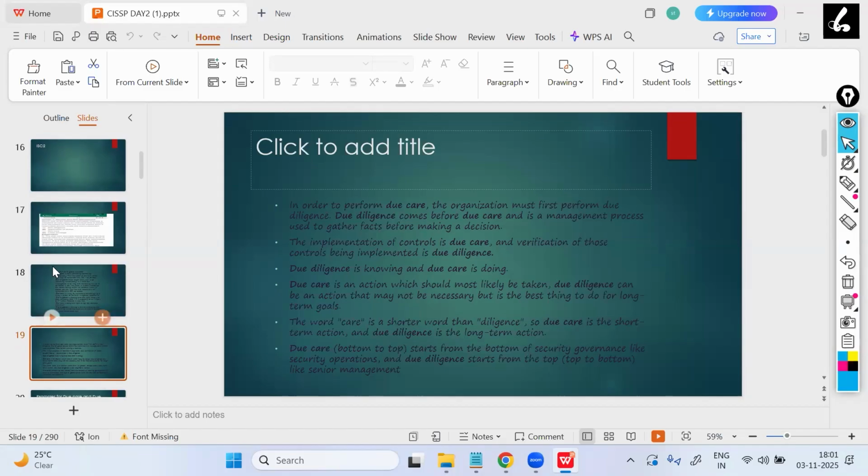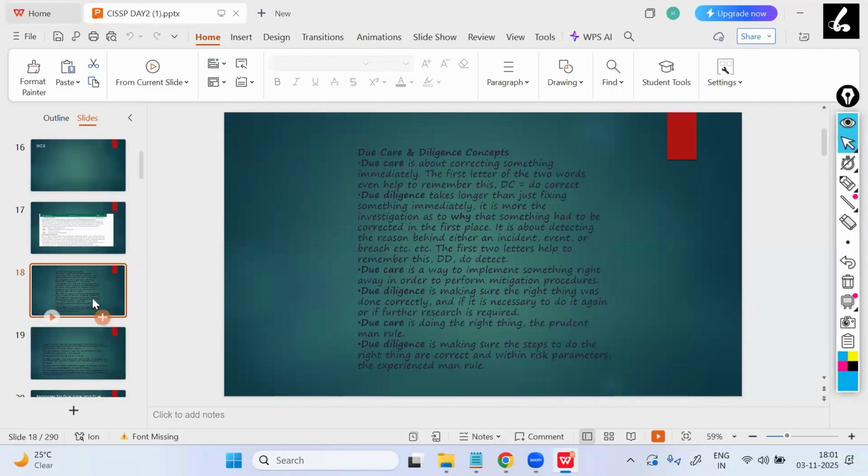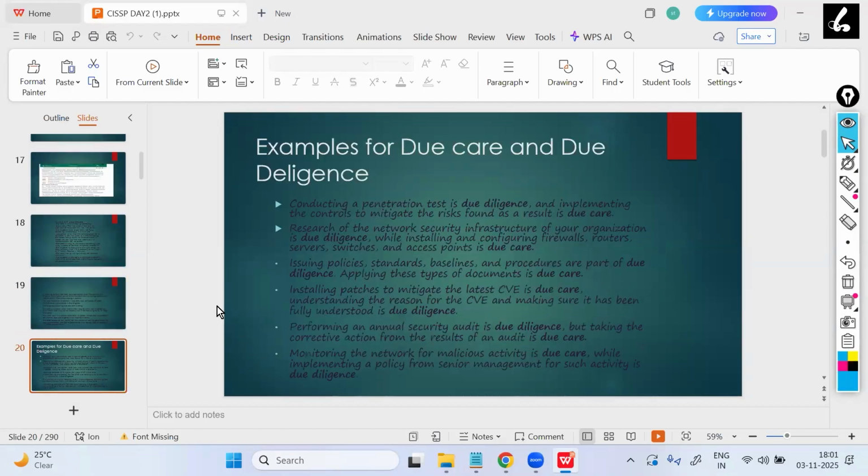These slides you can go through. It is the same thing I've explained in different language and with different examples, so that will make more sense to you. I have given some examples. Let's just quickly check some examples. Conducting a penetration test is due diligence. Implementing the controls, whatever. So you did a PT, okay, and you have certain findings now.